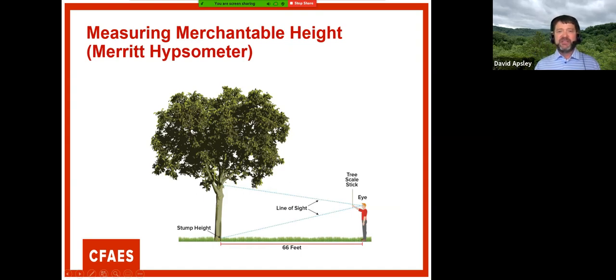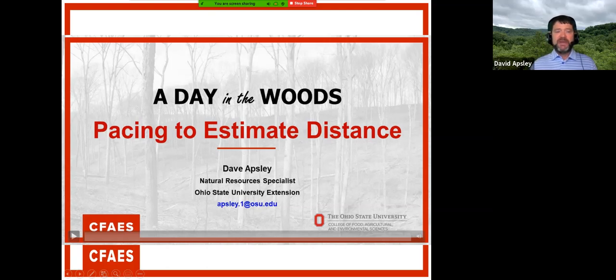If you want a better measurement, or when you get started, you could use a tape to measure that out, but that's really tough with one person to do in the woods. But again, for that stick to work, you need to be 66 feet away from your tree, and your eye needs to be at that point. And then we'll talk more about how we use that stick as we go forward. So I've got a short video on pacing, and then we'll move on to measuring tree height.